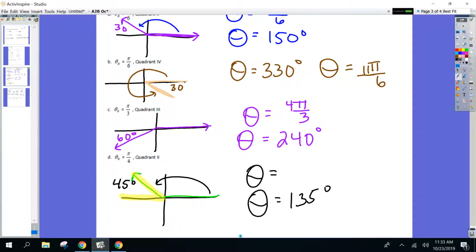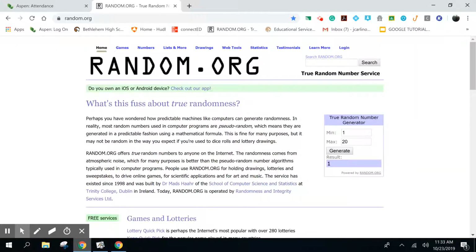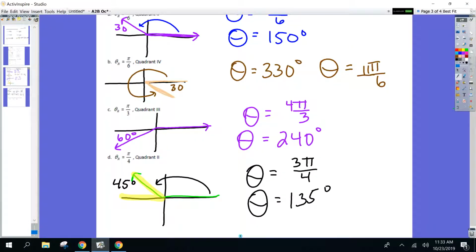135. I know it's going to be in radians, something with pi over 4. I just got to figure out what do I multiply 45 by to get 135. So in radians, what are we looking at? 3 pi over 4.